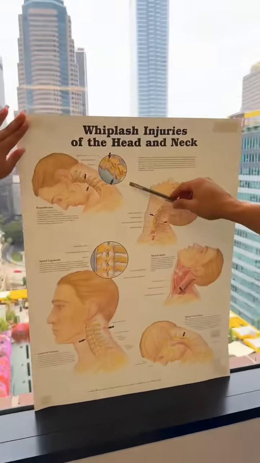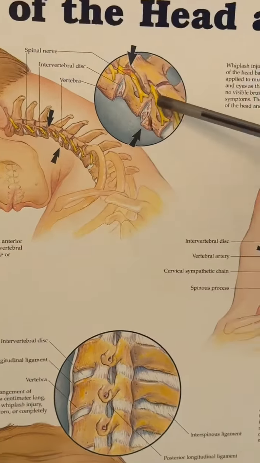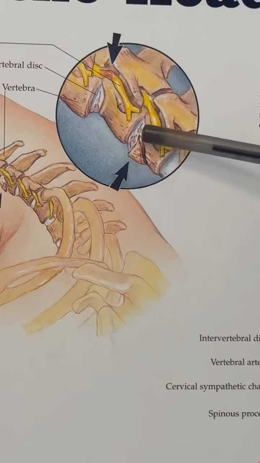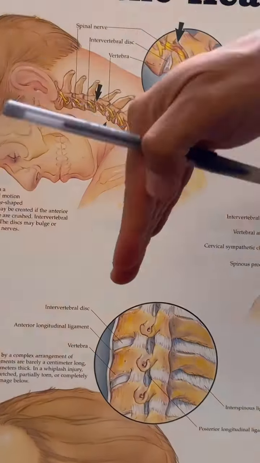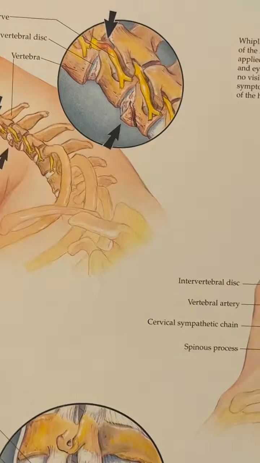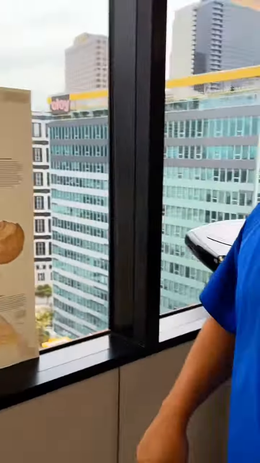Here we have a couple of illustrations of a hyperflexion injury. You can see how the vertebra here is fractured. A little tip of it is coming off due to being tossed forward, and these vertebrae hit each other, and that's how a fracture can happen from a hyperflexion.